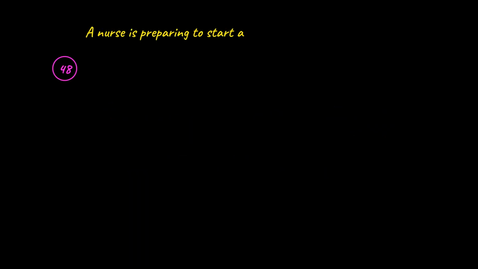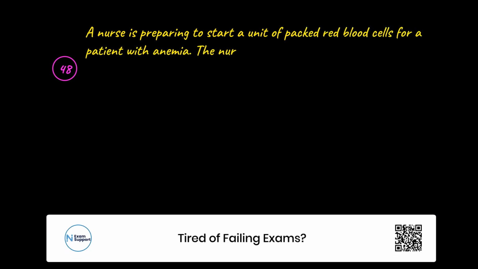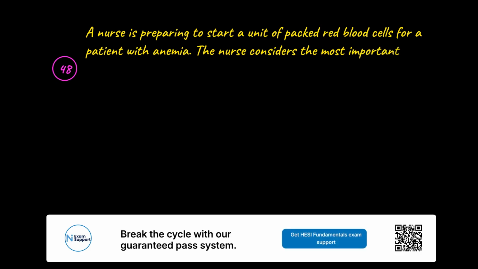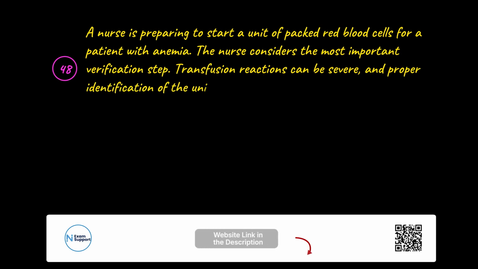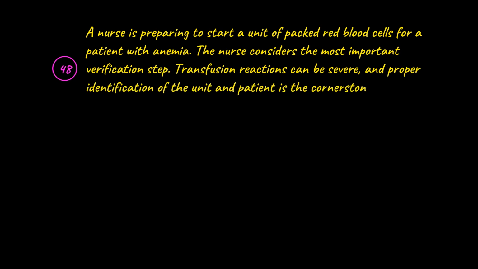Question 48. A nurse is preparing to start a unit of packed red blood cells for a patient with anemia. The nurse considers the most important verification step. Transfusion reactions can be severe, and proper identification of the unit and patient is the cornerstone of safe transfusion practice in any clinical area. Your options are: A.